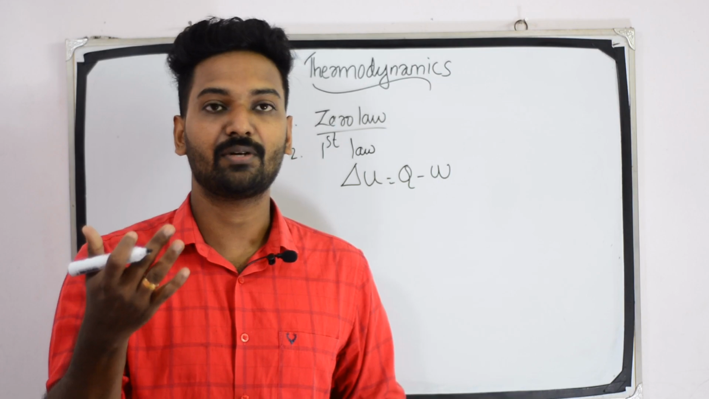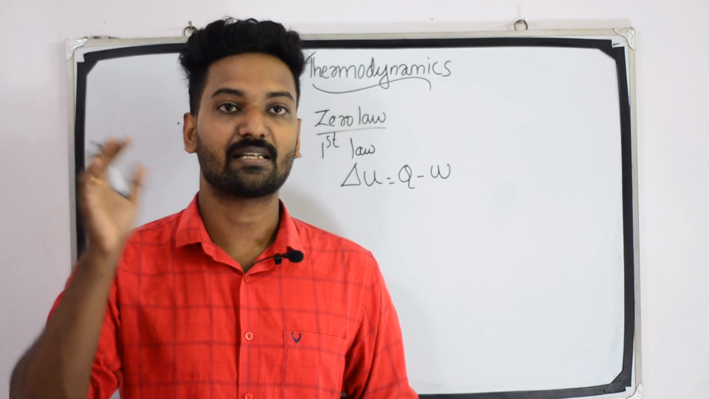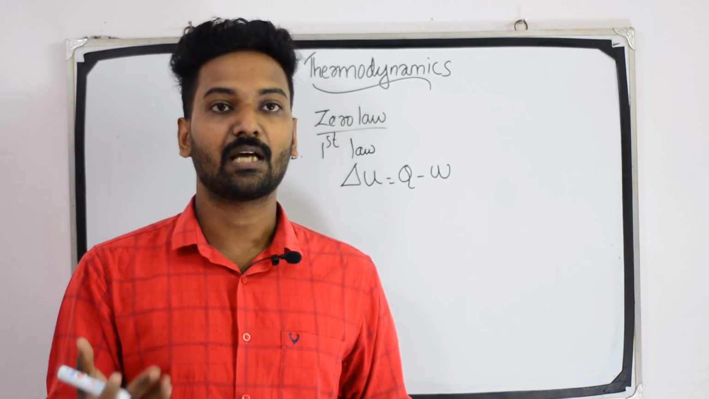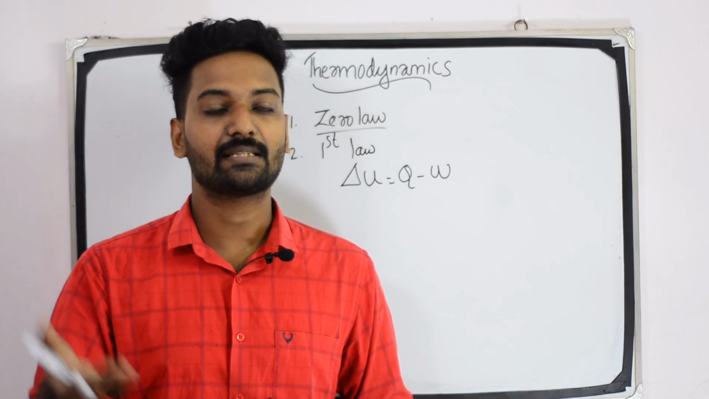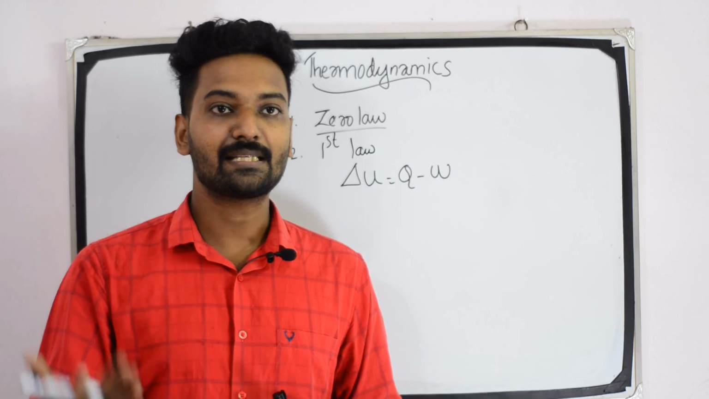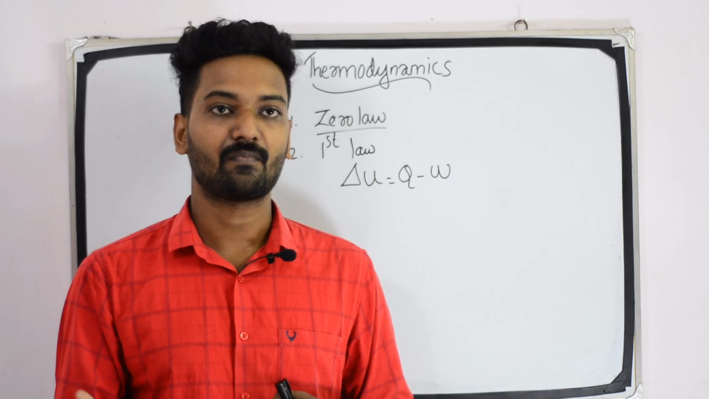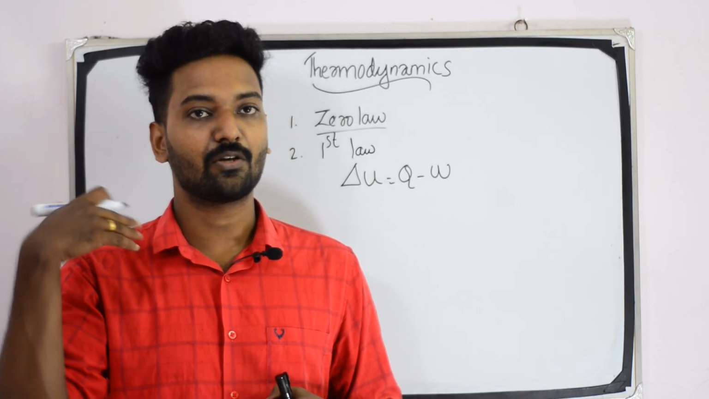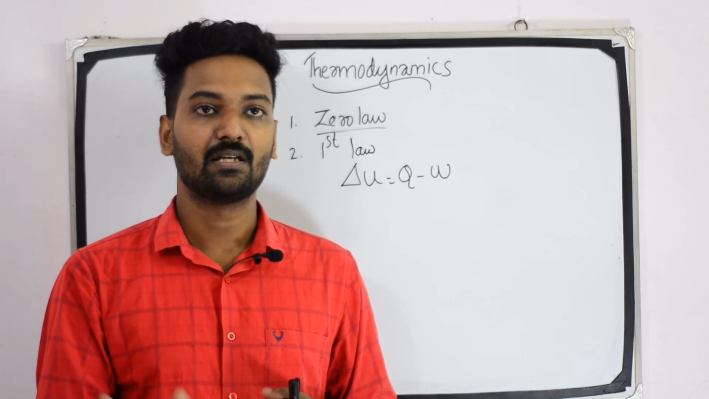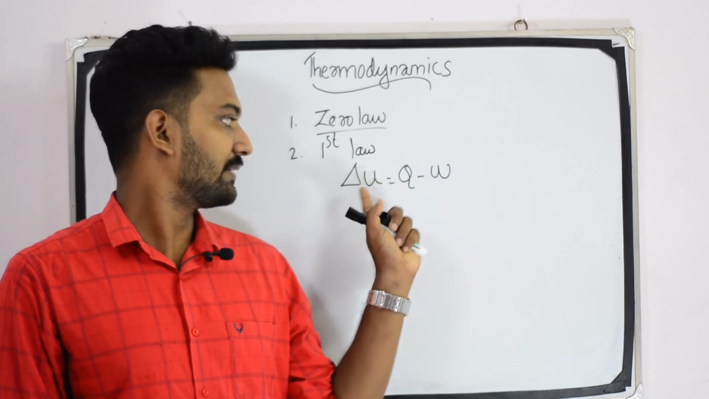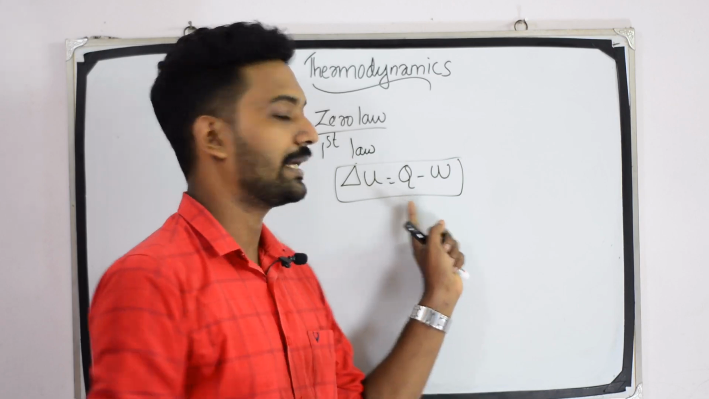The first law of thermodynamics is the version of the law of conservation of energy adopted for thermodynamic processes. The law of conservation of energy says that energy can neither be created nor be destroyed, but one form of energy can be transformed into another form. So these are all about the first law. Delta U is equal to Q minus W.